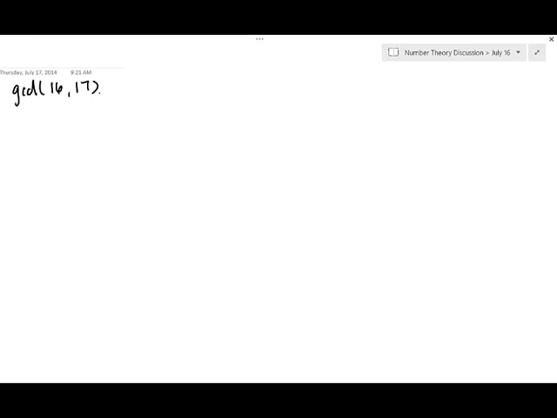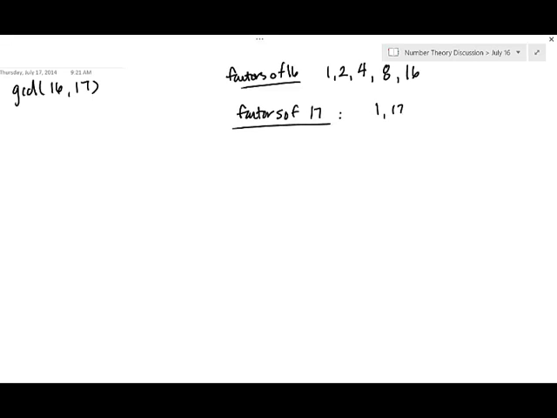The factors of 16 are 1, 2, 4, 8, and 16. And the factors, or the divisors, might be a better term here, of 17: 17 is prime, so we only have 1 and 17. So the only common factor, common divisor, maybe we want to say, so it's more clear, is 1.